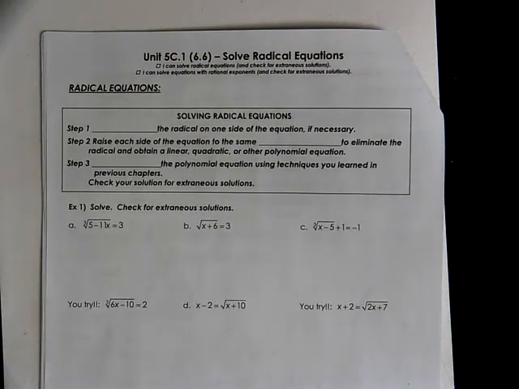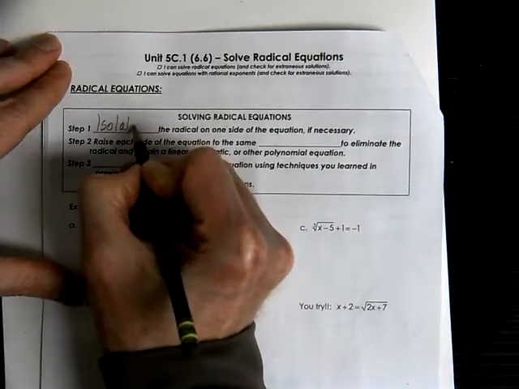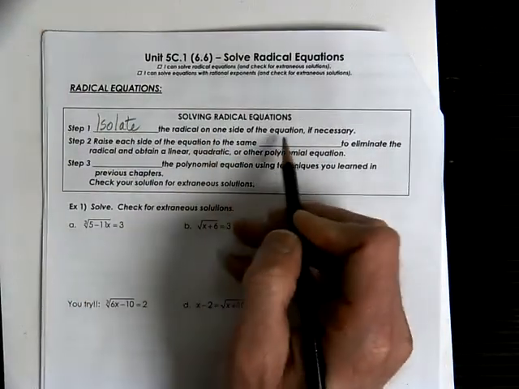So this is Algebra 2 and Trig, Unit 5C.1. We're going to solve radical equations. With step 1, we're going to isolate the radical on one side of the equation.